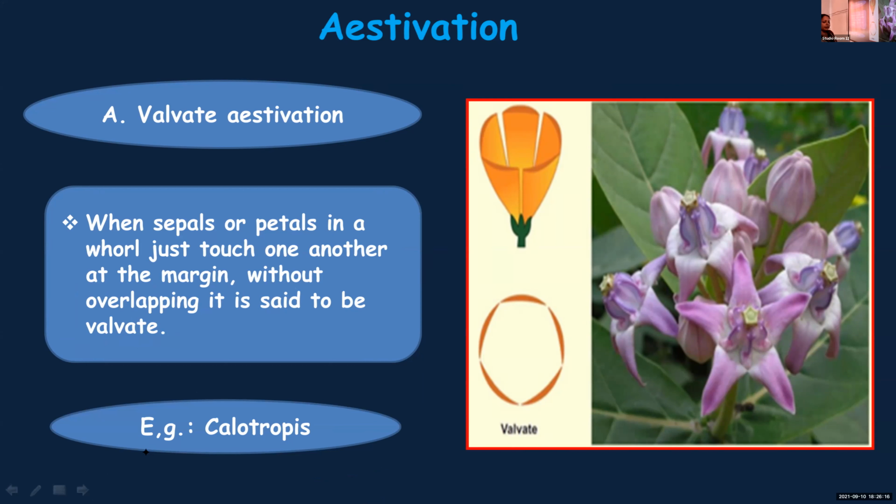Calotropis. Calotropis is a medicinal plant. Calotropis is an example of a flower that exhibits valvate aestivation. Sepals and petals in a flower just touch one another at the margin without overlapping. Children, you should know the symbolic representation of this aestivation, so that it can come and you will be asked to identify the type of aestivation. It is clear from the figure that the floral appendages are not overlapping, but they just touch one another at the margin. Example, Calotropis.